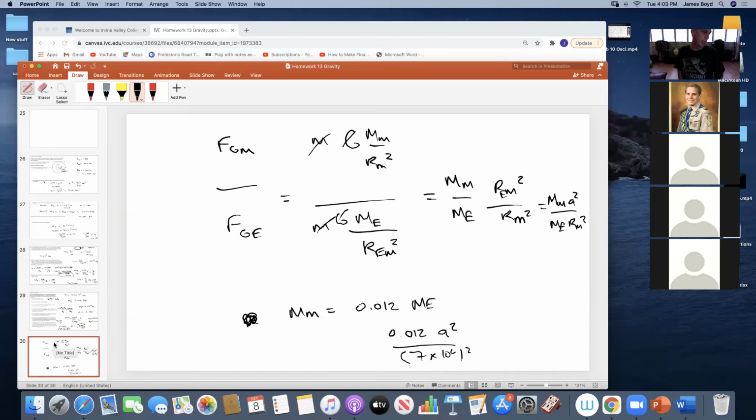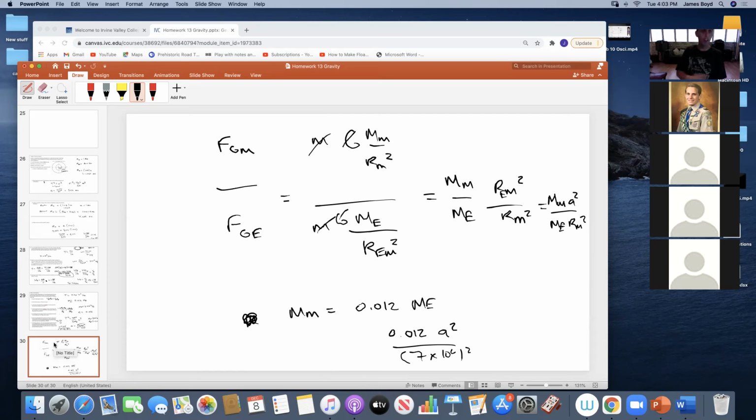Which isn't too bad. A ended up being 3.88 times 10 to the 8th meters, it looks like. So anyway, take a look through those.